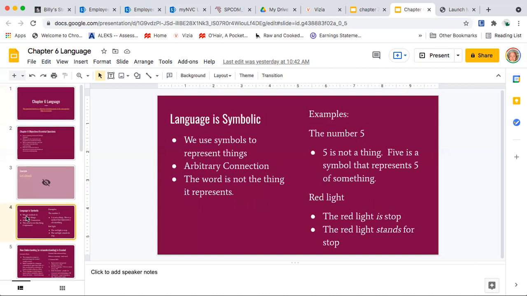So let's begin with this idea of language and just really the basic definition of language. We really take it for granted, but there's some interesting things to consider, which are that language is symbolic. And what does that mean? We use symbols to represent things. Okay, there's an arbitrary connection, and the word is not the thing it represents. So let's look at some examples. Here is a symbol for the number 5. Okay, 5 is not a thing. Okay, 5 is a symbol that represents 5 of something, if that makes sense. Okay, so the word is not the thing.